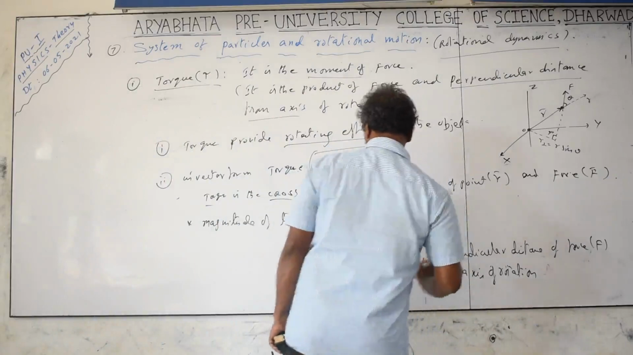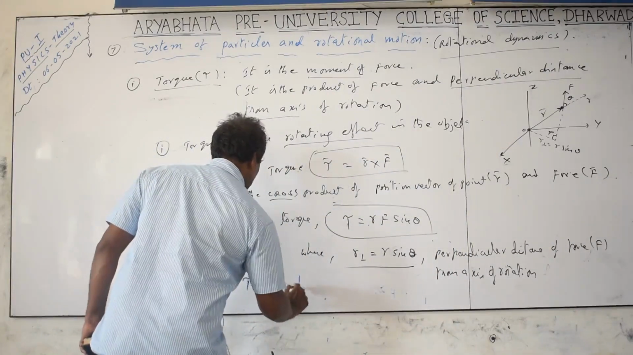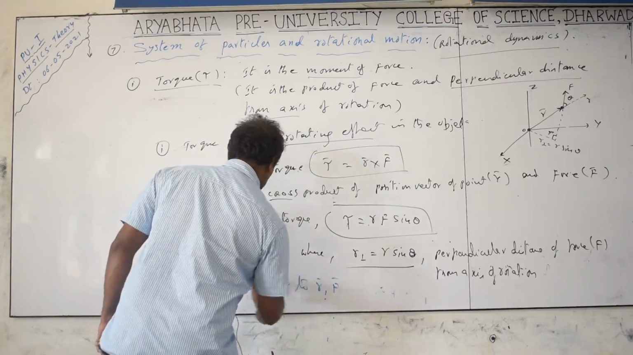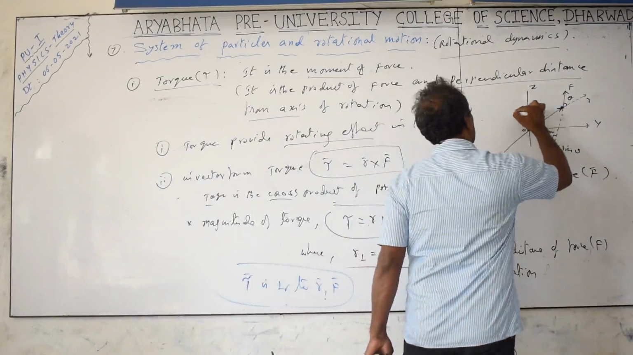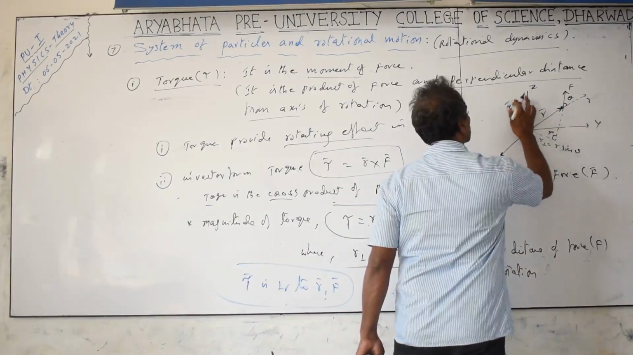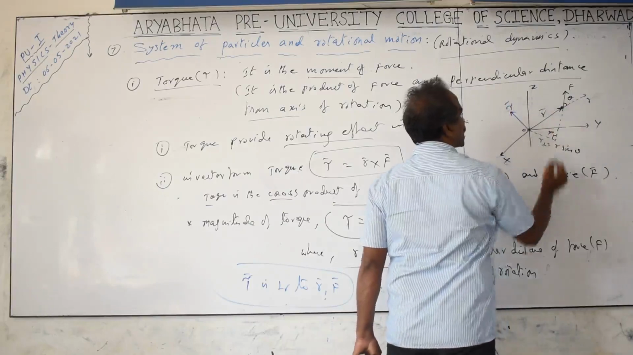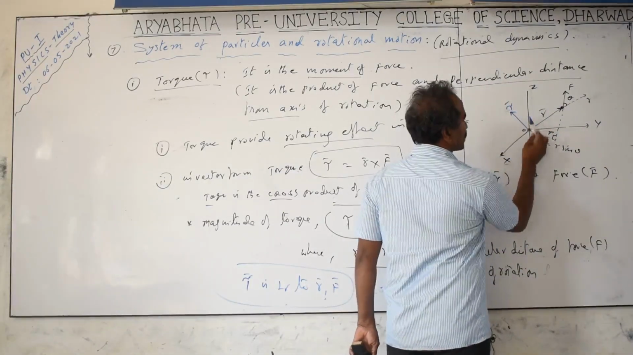What is the direction of torque? Tau is perpendicular to R bar and F bar. So this is the direction of the torque, perpendicular to the position vector R. If it is moving in a circular path, then this R bar becomes equal to the radius of the circular path. This torque is perpendicular to R cap.